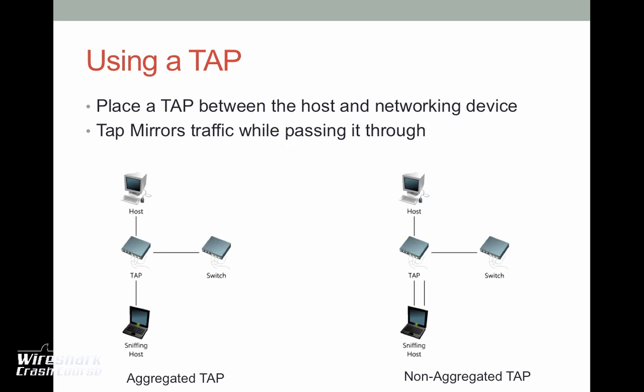Aggregated taps have a single mirroring port, and it sends that bidirectional traffic through it. On a non-aggregated tap, it has two mirror ports, and one mirrors traffic from the switch and the other mirrors traffic from the host. This means that you would need two network cards on your sniffing host in order to capture all the traffic. So mostly aggregated taps are usually your best choice. However, non-aggregated taps are used when there's a high volume of traffic to and from the host, or when you only want to capture traffic from one side of the conversation.